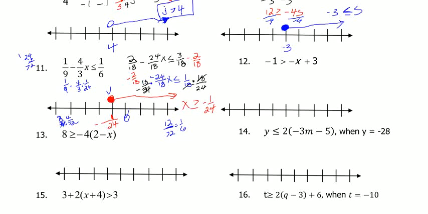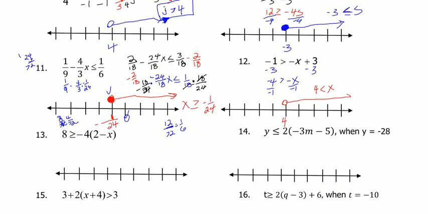Now, number 12, we're going to subtract 3. We subtract 3, that's -4, being greater than -x. Divide each side by -1, leaving us with 4 being less than x. So we have 4 in the middle with an open dot, and x is bigger, so we're going to go to the right. It goes like that. And there it is.